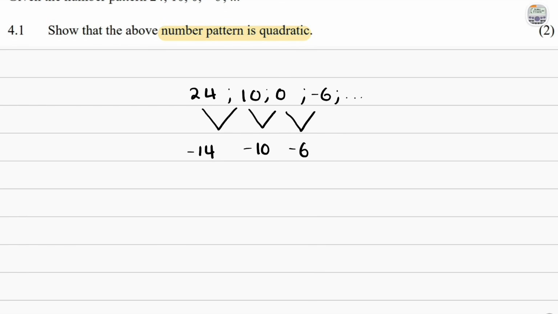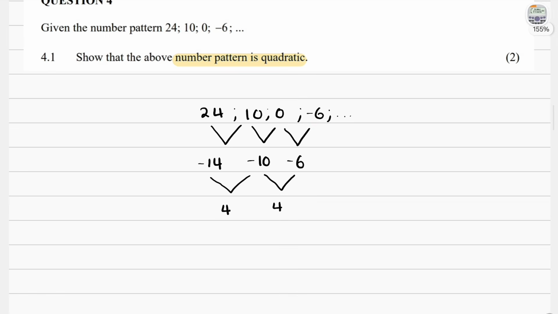Now we need to find the second constant difference. If it's constant, then you know this is a quadratic pattern. You can say negative 6 minus negative 10, and that becomes negative 6 plus 10, which is indeed positive 4. So we're just adding 4, really. And then negative 10 minus negative 14 is also positive 4. And there we go.